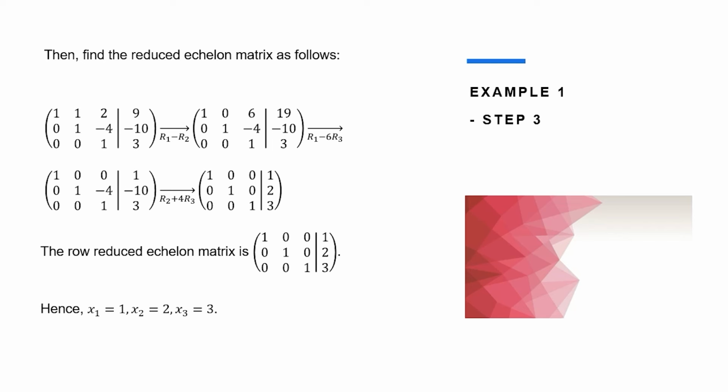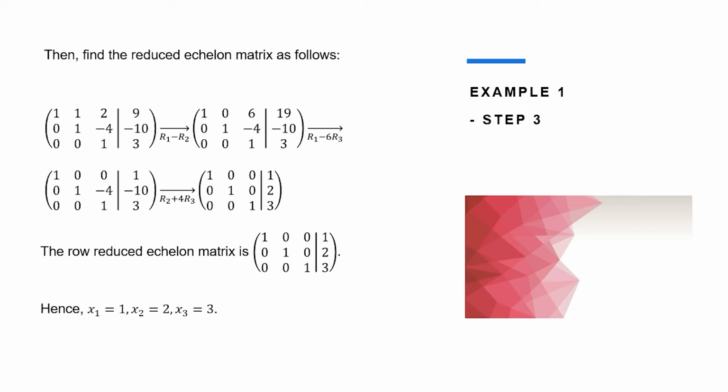So what I did is I subtract row 2 from row 1, and row 1 will be changed to 1, 0, 6 and 19. And to get rid of 6, I use row 1 minus 6 times row 3, and row 1 will be changed to 1, 0, 0, 1.